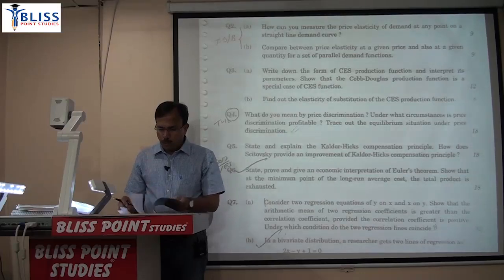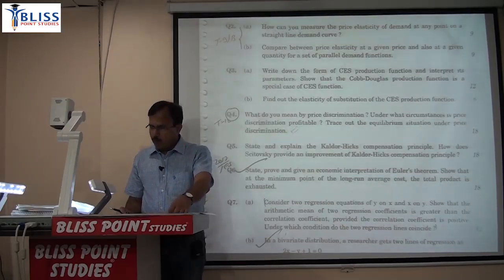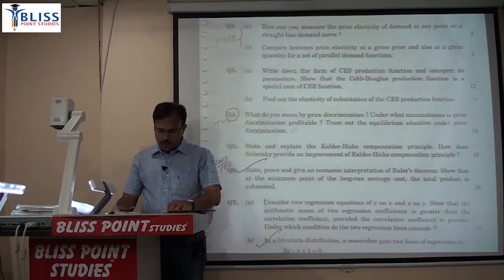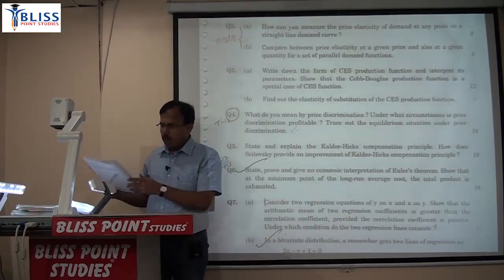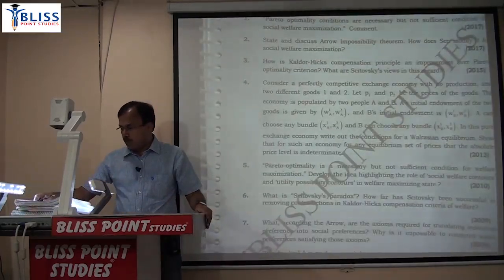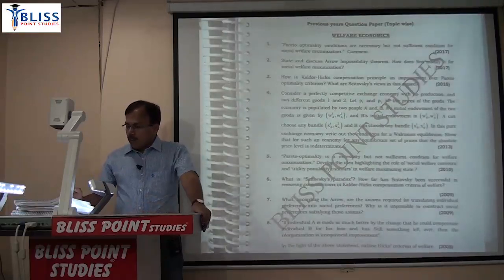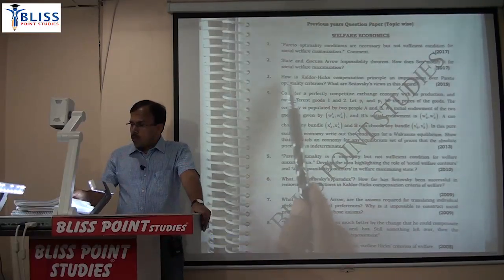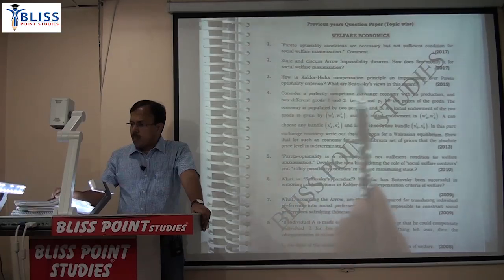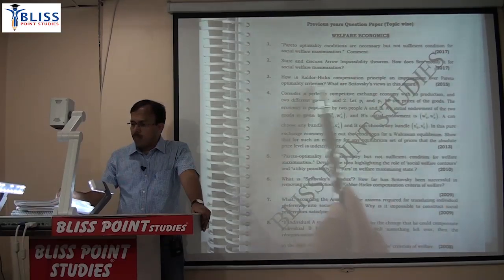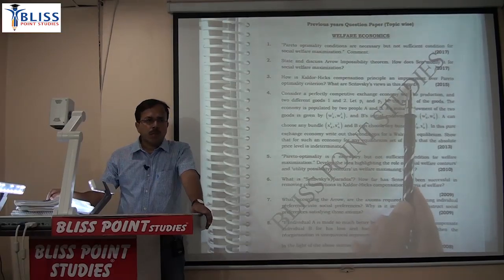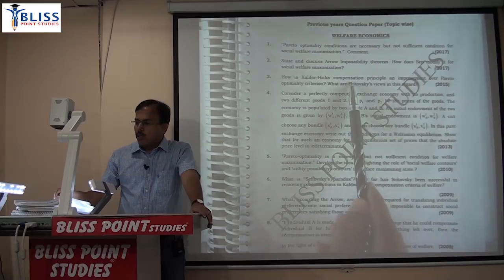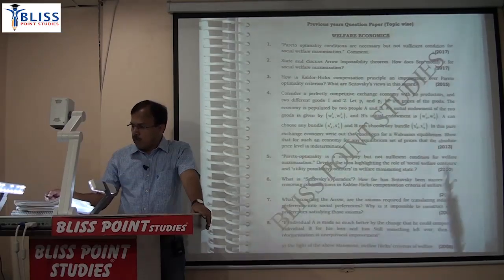And there are many examples. In fact, there are 2 times questions based upon that. You can read either this question of 2015: how is Kaldor's compensation principle an improvement over the Pareto optimality, and what does Scitovsky view in this regard. So the same question was in ES and the same question is in AS. This question not only was asked once, it has been asked before as well.